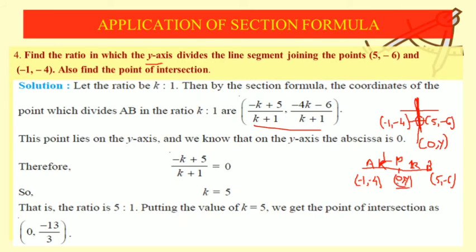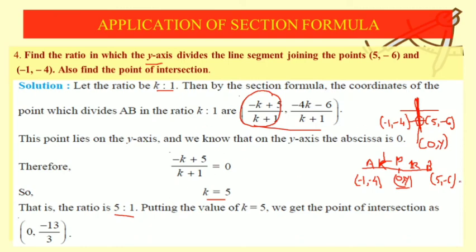Here we are watching x coordinate is 0. It means this will be equal to 0. So we have taken this minus k plus 5 upon k plus 1 equal to 0. So value for k is coming 5. It means our ratio k is to 1 is 5 ratio 1. So we got the ratio first of all.